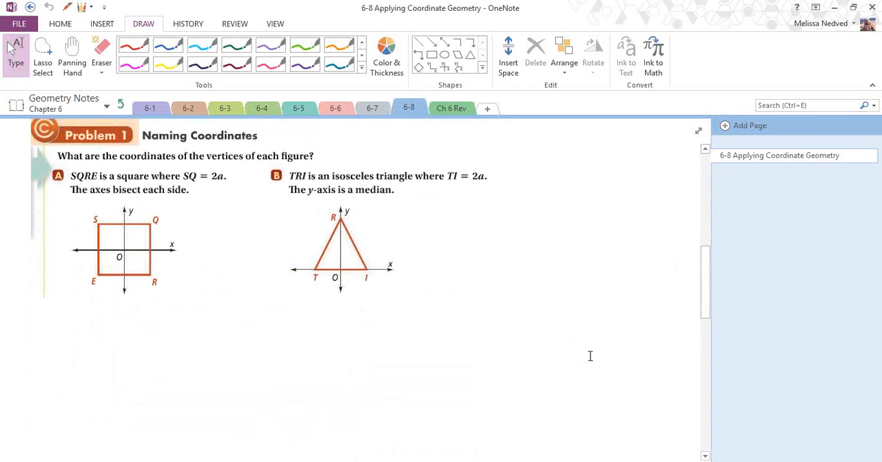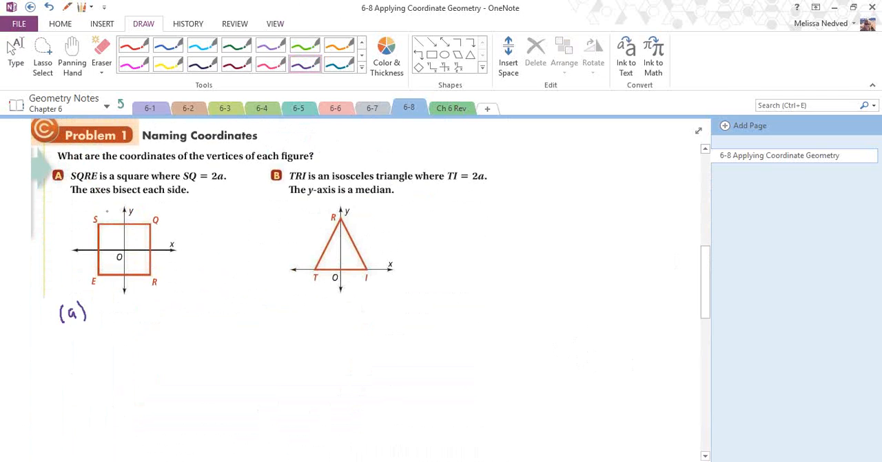We've got 2 different parts here, part A and part B, and we're asked to name the coordinates of the vertices for each figure. So let's start with part A. And we're told SQRE is a square, so we know that it's got all right angles and that all the sides are the same length. And we're told SQ is equal to 2A, meaning the length of side SQ, that's the top, is 2A. Then we're also told that the axis bisects each side.